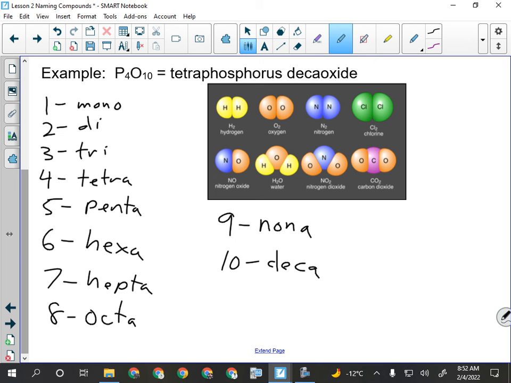Okay, you won't need to know past 10. Okay, and you will have to memorize these. They're not on your periodic table. They're not going to be on a test. Okay, we expect you to know the prefixes up to 10.